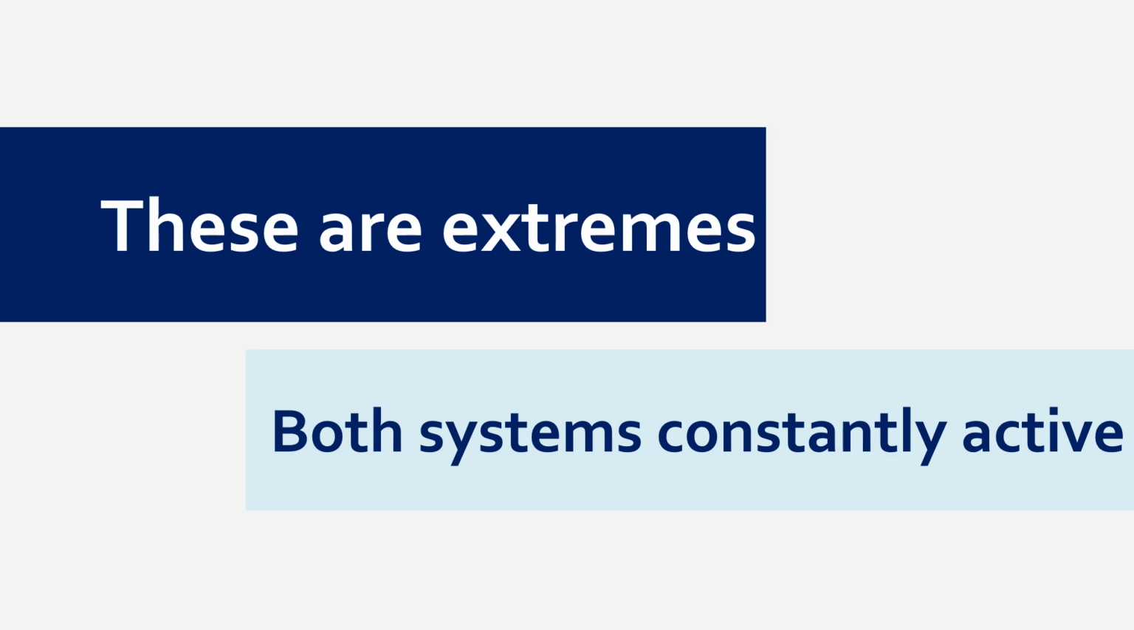Both systems are constantly active. There are very many situations which result in an increase, say, in heart rate. Many of them are due to the increase in the function of the sympathetic nervous system, but they're not all because of a fight or flight response, for example. To give you a bit more detail of these, there's a couple of examples.